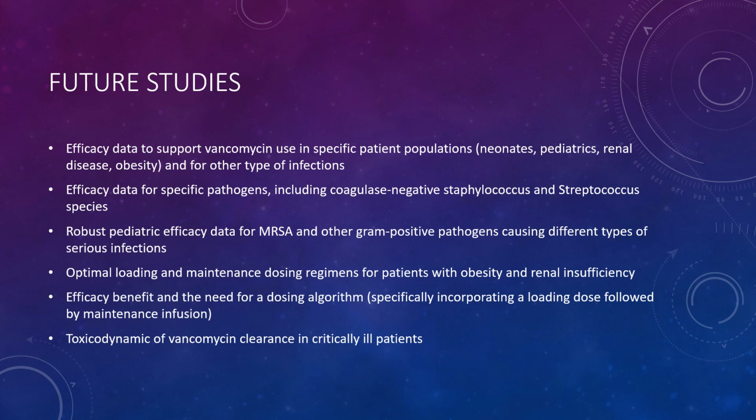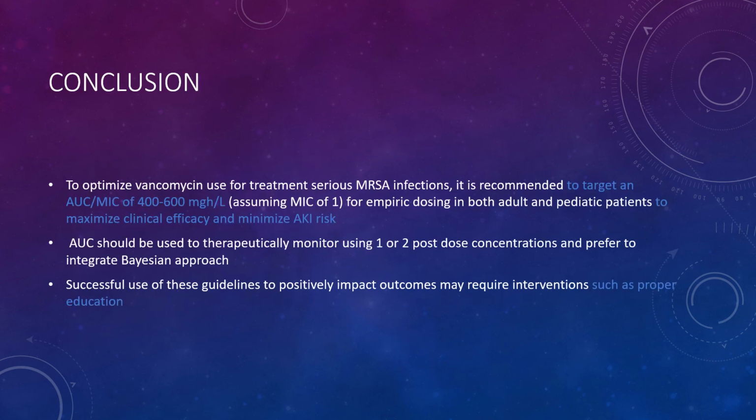Studies are needed to support vancomycin use in special populations for other pathogens, and there's also a need for a dosing algorithm. In conclusion, to optimize vancomycin use for the treatment of serious MRSA infections, we want an AUC/MIC of 400 to 600. AUC should be used to therapeutically monitor, using both trough and peak along with Bayesian approaches as well. We must properly educate and update everyone on all these changes because it's a pretty big deal.